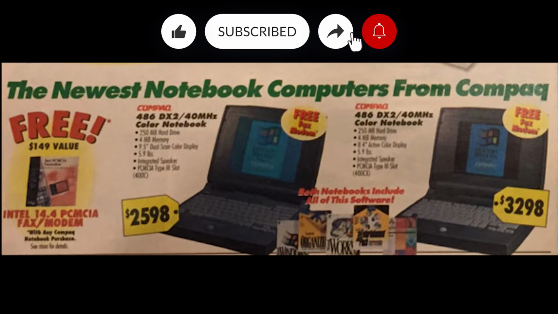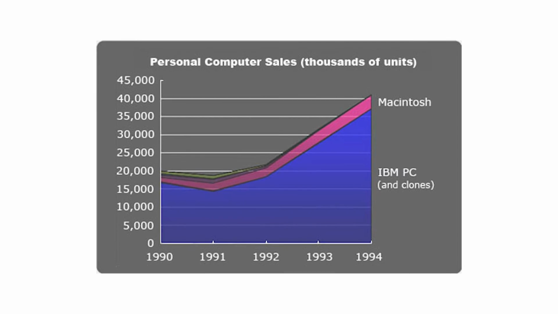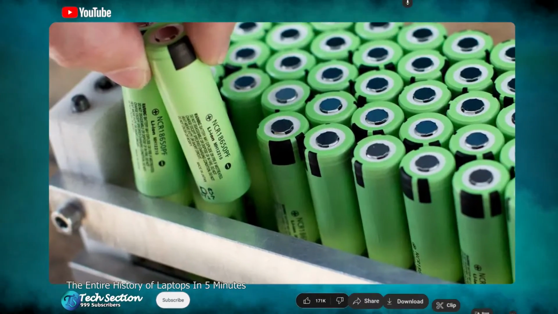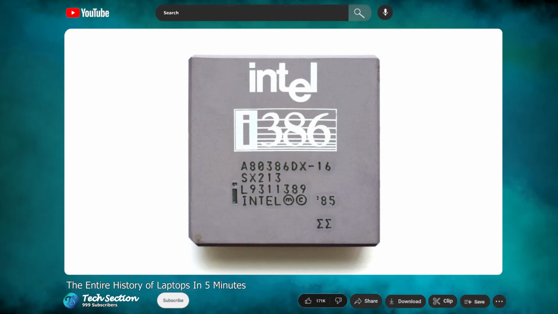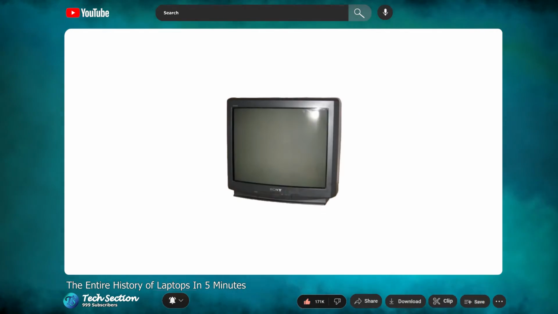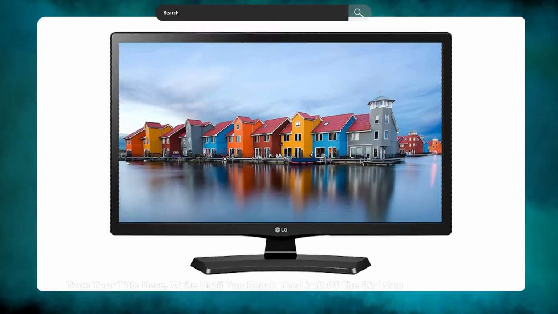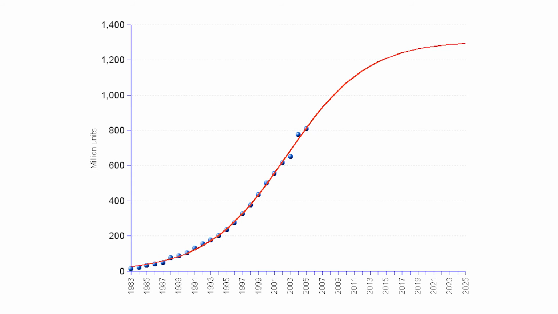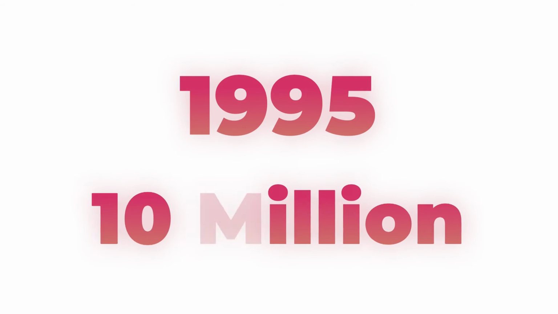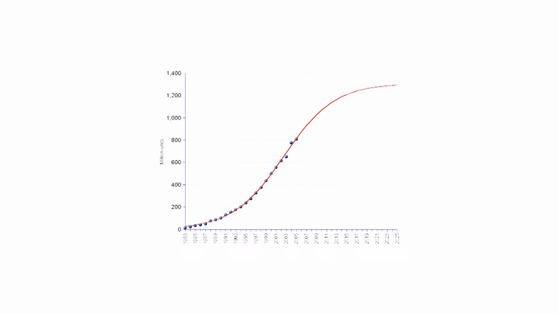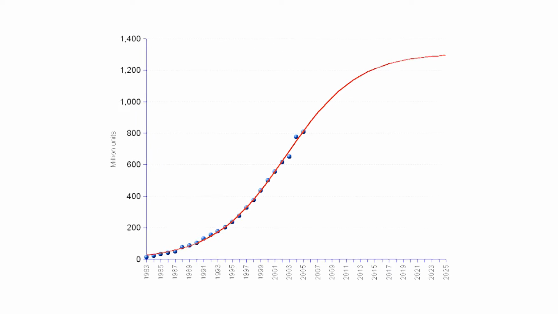Technological advancement in the 90s led to increased popularity of laptops, thanks to enhancements such as more efficient batteries, the Intel 386 processor, which was designed specifically for laptops, active matrix display technology, replacing the inferior cathode ray tube and liquid-crystal displays, thinner and higher capacity hard disk drives, and internal modems and ports. Consequently, sales of laptops skyrocketed. In 1995, global laptop sales reached 10 million for the first time, and by 2000, they reached 28.5 million. By the early 2000s, laptop sales generated more revenue than desktops.